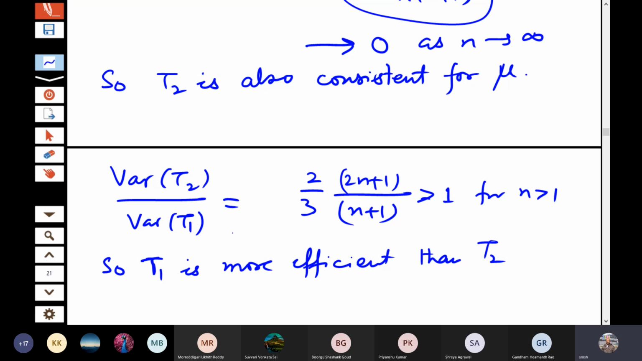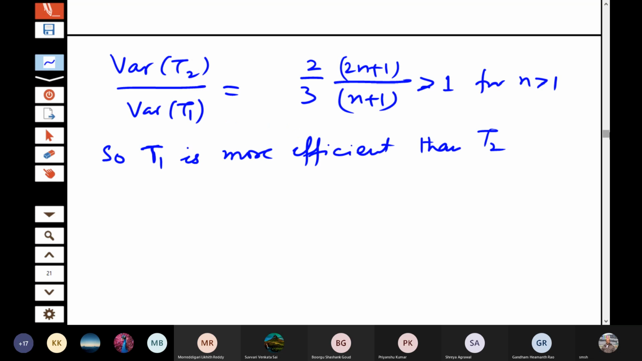I hope this discussion is clear. I will explain this concept of relative efficiency with another example. Is this example clear to all of you? Are you able to hear me? Yes, sir.